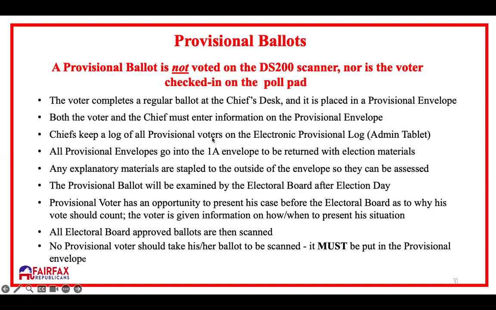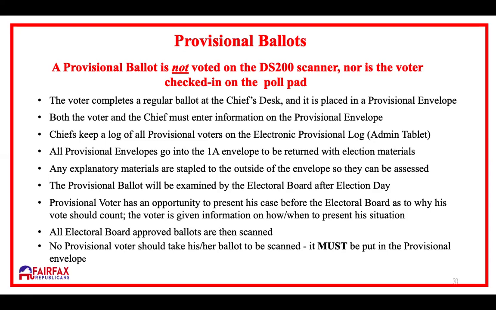The chief keeps a log of all these provisional voters on the electronic provisional log or the admin tablet. They go into a larger envelope called an A1 or 1A envelope that gets returned with the election materials later that night on election day.